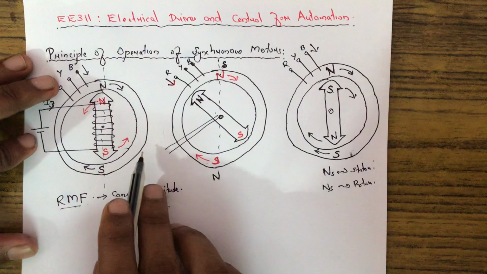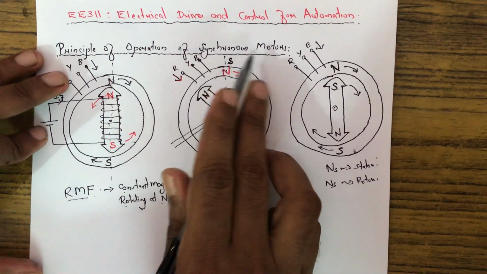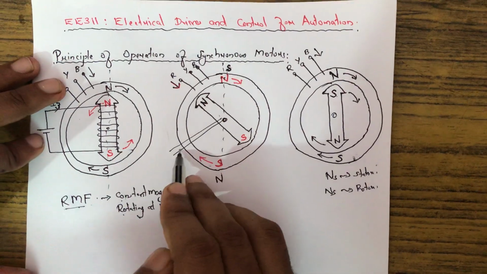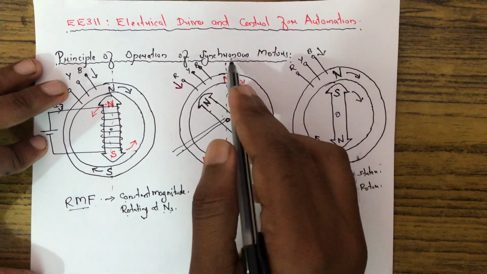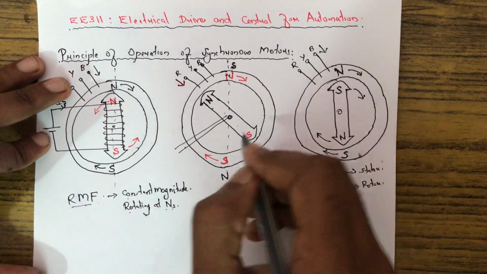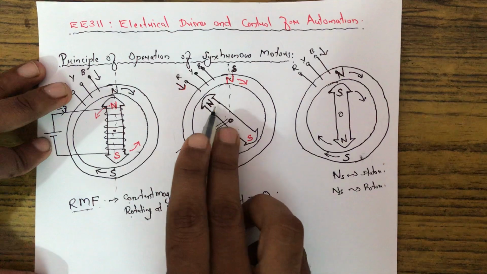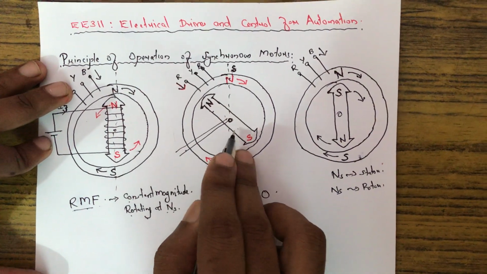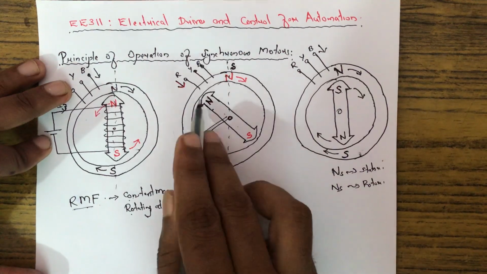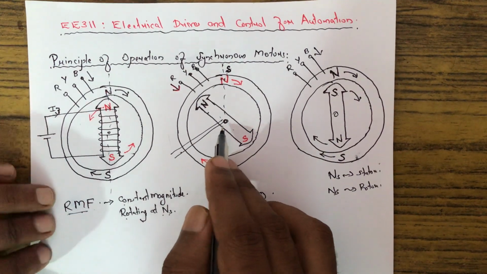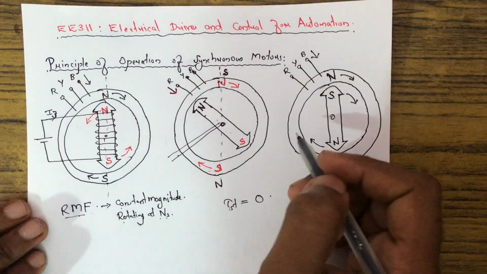Okay, so this is the principle of operation, and the main disadvantage of this synchronous motor is that it does not have a self-starting torque due to the high inertia of the rotor. The motor's starting torque will be zero due to the high inertia of the rotor, and magnetic coupling cannot happen at this starting time. Okay, so this is the principle of operation.